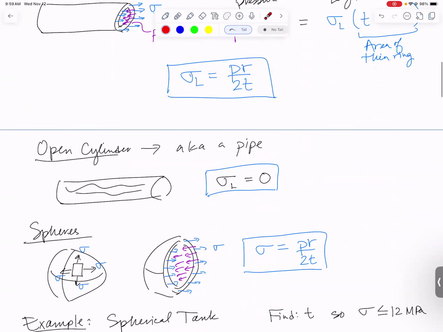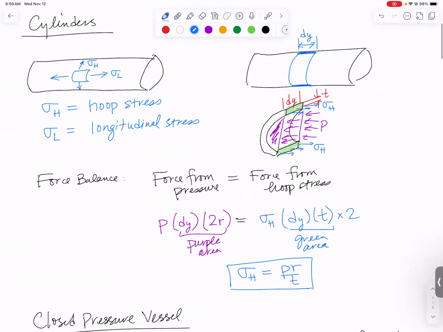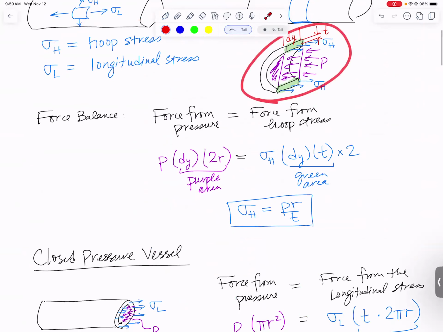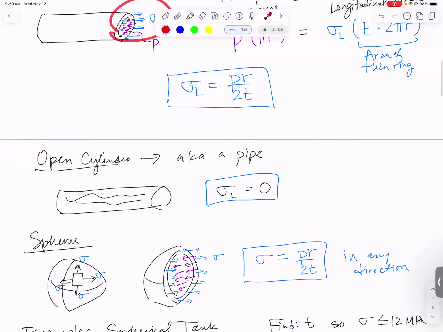And can you see that it wouldn't matter if we cut the sphere vertically like this or horizontally or in any plane? If you cut through the middle of a sphere, you get this exact same picture. So this stress is the same in any direction you could possibly cut open your sphere. Cylinders have 2 different stresses because the derivations give us 2 very different pictures. But a sphere has just the same stress in any direction, and it's the PR over 2T one.